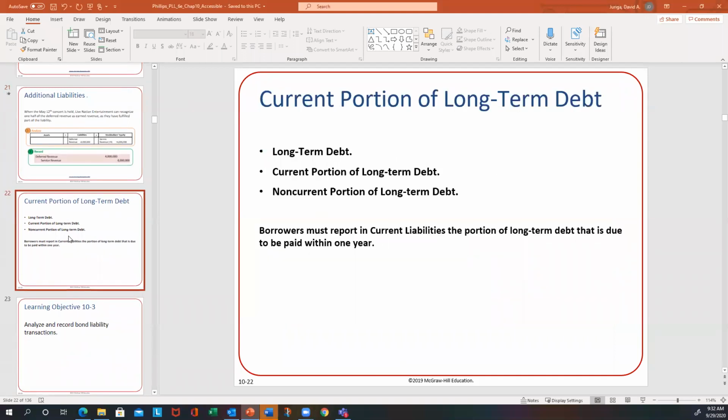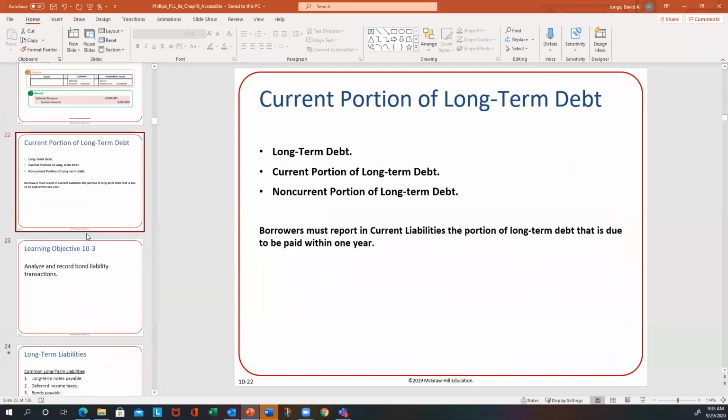And then the other type of current liability you might see depends on your long-term debt. Once your long-term debt becomes due within the next year, that portion would be reported as a current liability.